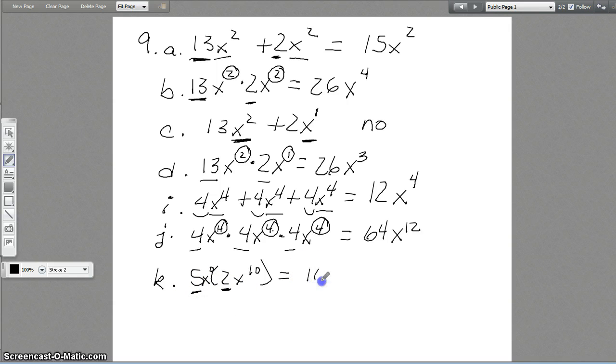5 times 2 is 10. Then we write down our x, and the power on the x is going to be the sum of our exponents. That's 0 plus 10. So that's 10x to the 10th.